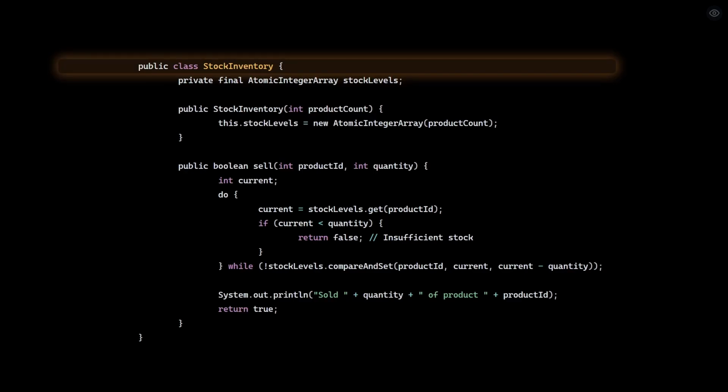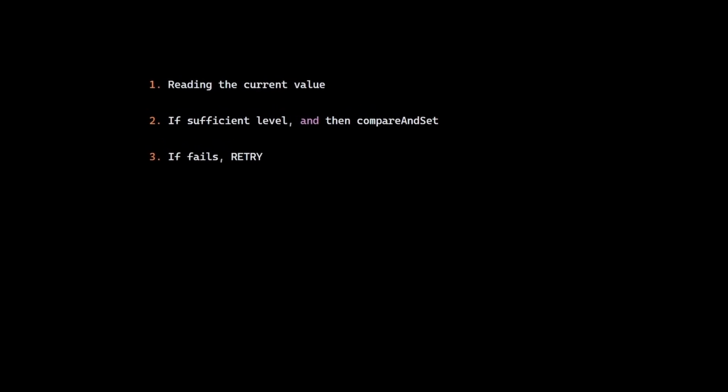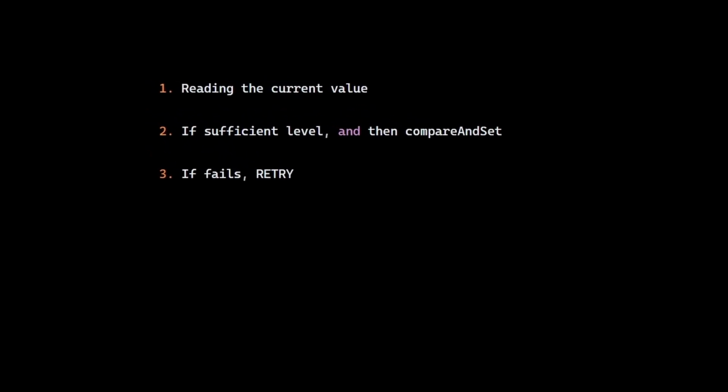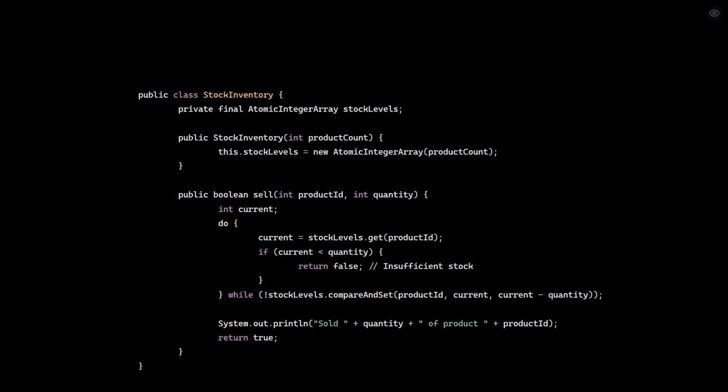Each product has a stock level. You could use an AtomicIntegerArray where an index represents a product ID and the value represents the stock count. When a sale happens, you want to decrement the stock for that product, but only if there is enough stock available. You can do this by reading the current value, checking if it is sufficient, and then using compare and set to update it. If the update fails because another thread changed it in the meantime, you just retry, and this pattern works really well. Notice that pattern here.